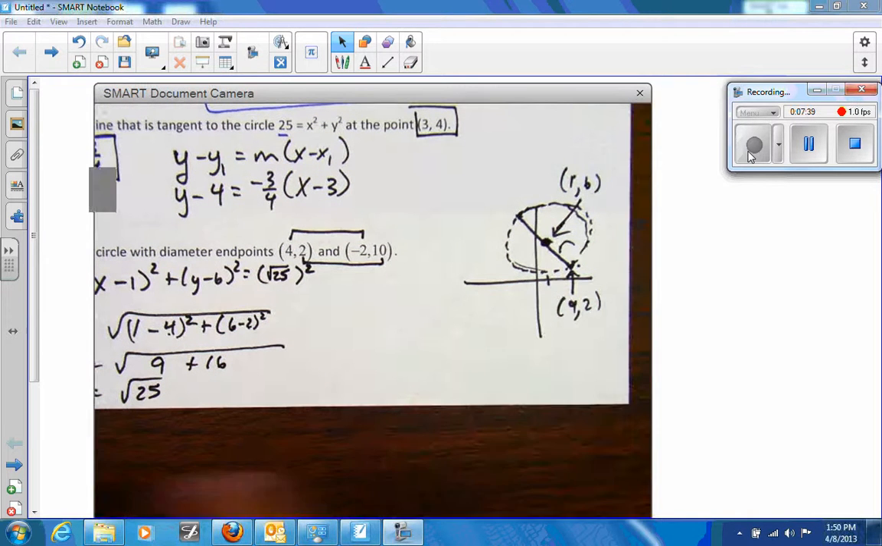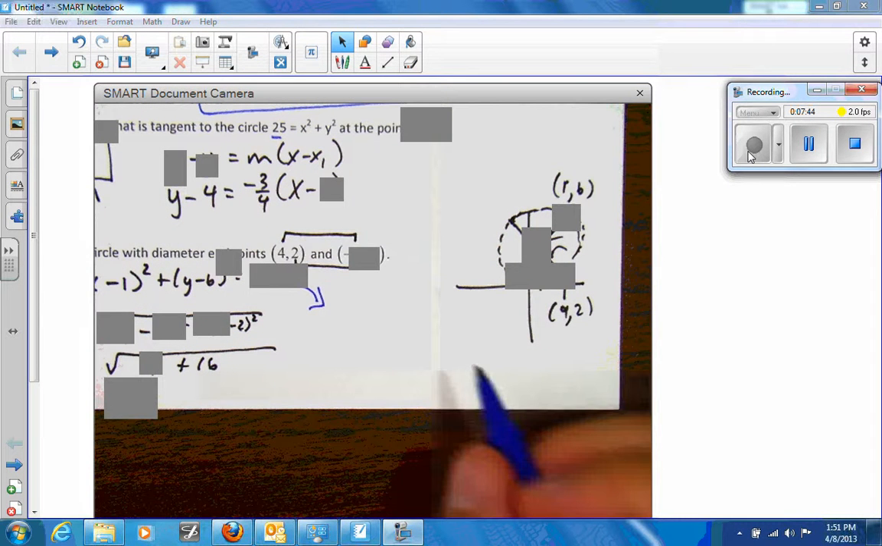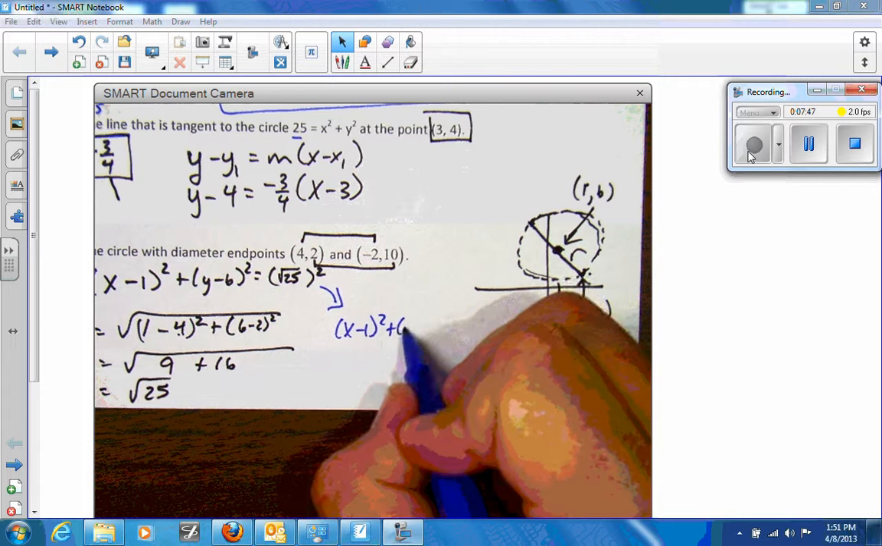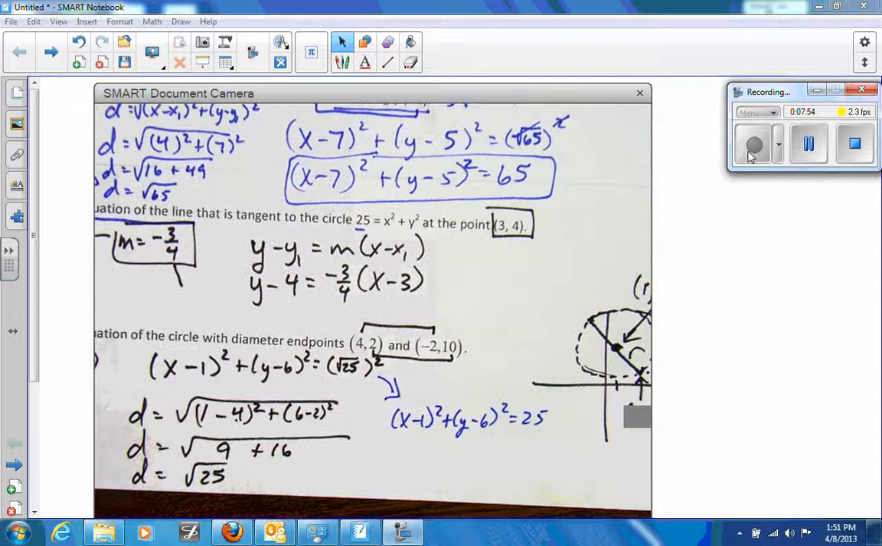Well, the square root of 25 is 5, and if you notice, this is the same thing we did last time. We're just going to clean it up here. So here's my equation: (x minus 1) squared plus (y minus 6) squared equals 25. You're going to have all three of these types of problems on your homework tonight. Thank you.